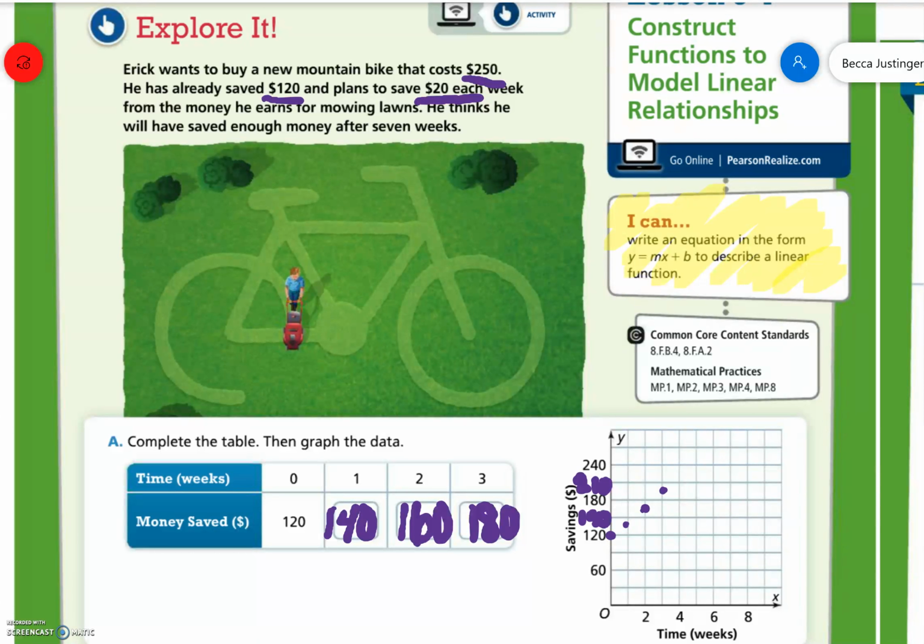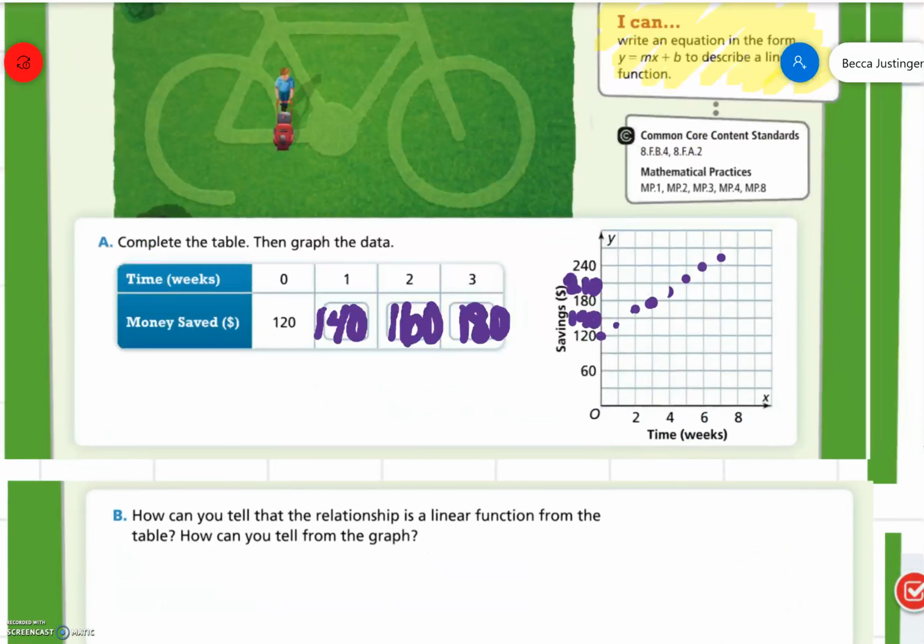Time 3, I'm just going to continue. Time 3, I'm at 180. Time 4 is 20 more than that, so I'm at 200. Time 5 is 20 more than that, that's 220. Time 6, 20 more than that, 240. Time 7 would be at 260. So he wants to have enough money after 7 weeks.